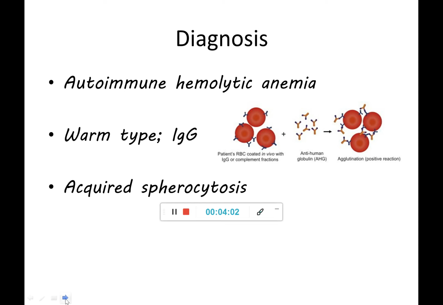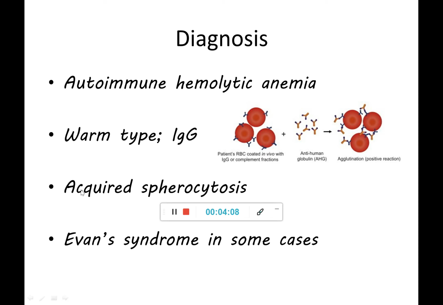Now, one more point I would want you to remember is there is one peculiar condition, which is rare, but still you need to remember the name. It's called Evans syndrome, a form of immune thrombocytopenia characterized by antiplatelet antibodies causing destruction of platelets also. So in this condition, you will get both anemia as well as thrombocytopenia, which is called Evans syndrome, which is actually a subset of autoimmune hemolytic anemia.